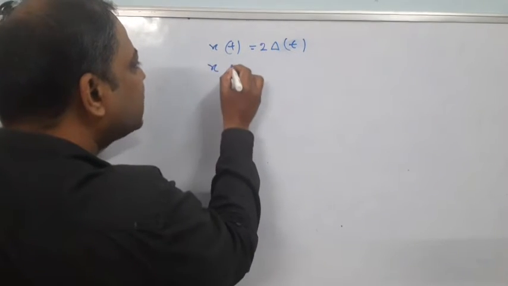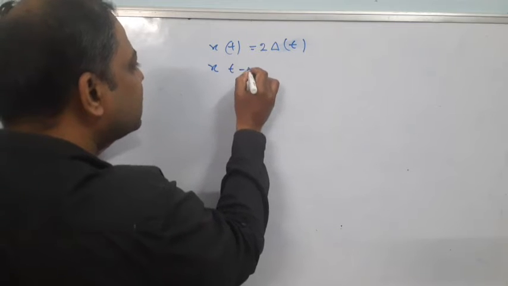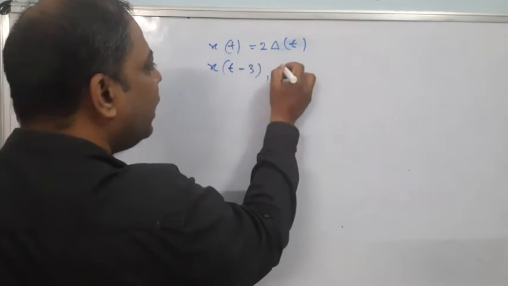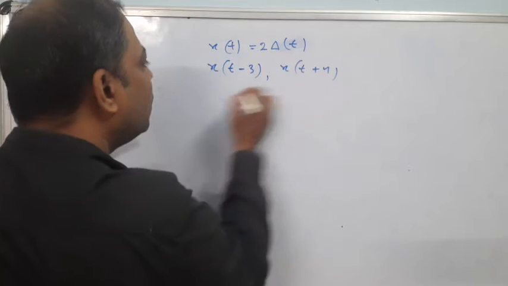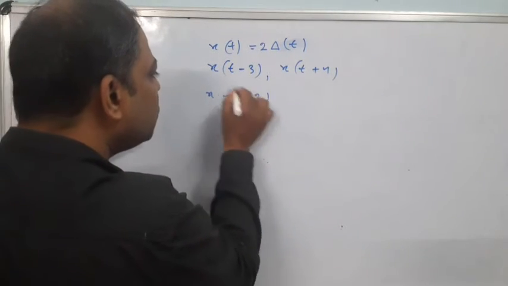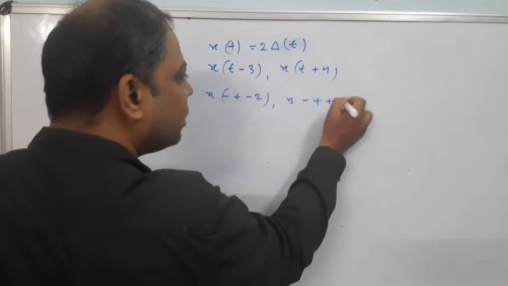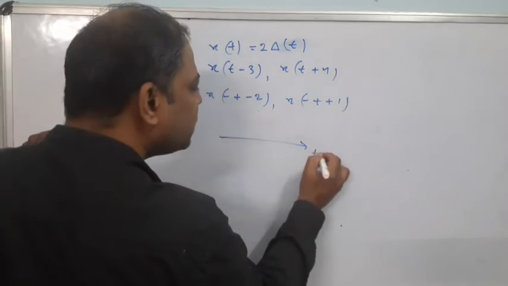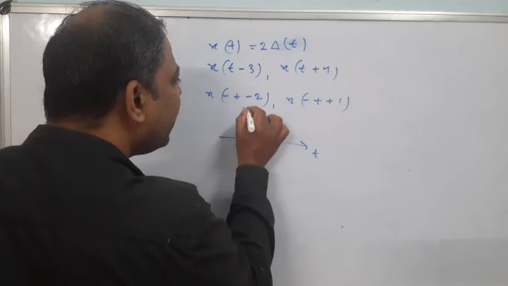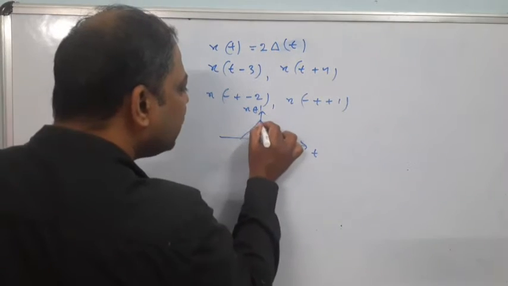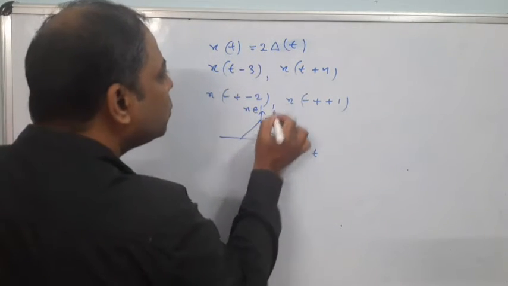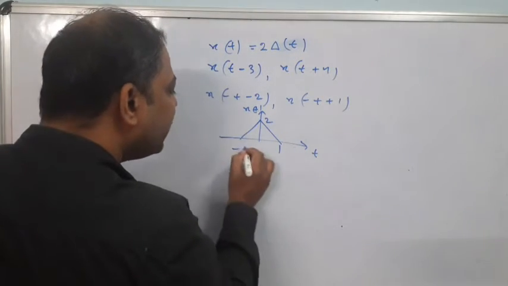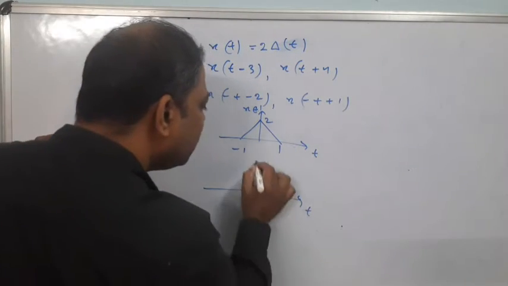So now you have to sketch x(t minus 3), x(t plus 4), x(minus t minus 2), x(minus t plus 1), whatever is given, it doesn't matter. First you just mark this triangular pulse, this is your x of t, amplitude 2, this is 1, this is minus 1. Next you just mark what I am doing.